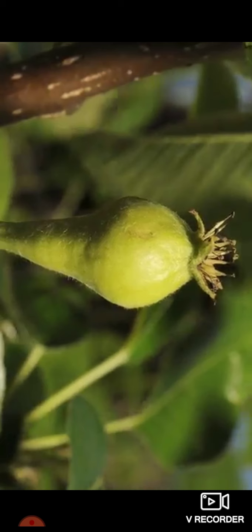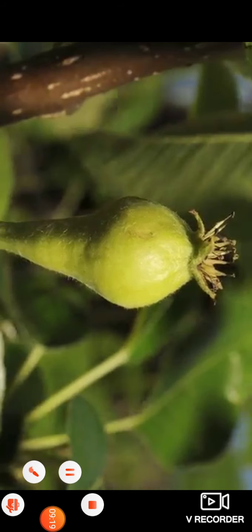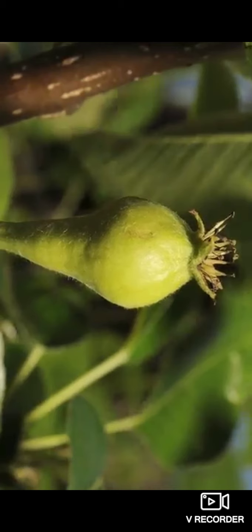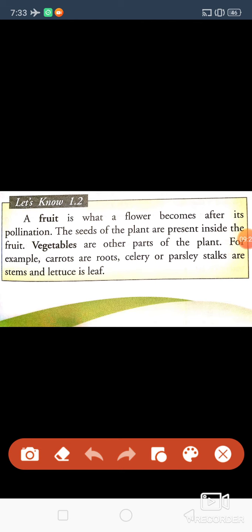So can you see how it is becoming a fruit? Flower is becoming a fruit. Okay. So just now we have seen that a flower becomes what? It becomes fruit after its pollination. Okay. So what is a fruit? Fruit is a flower part of the plant which becomes a fruit after its pollination. Okay. So you can write the definitions.